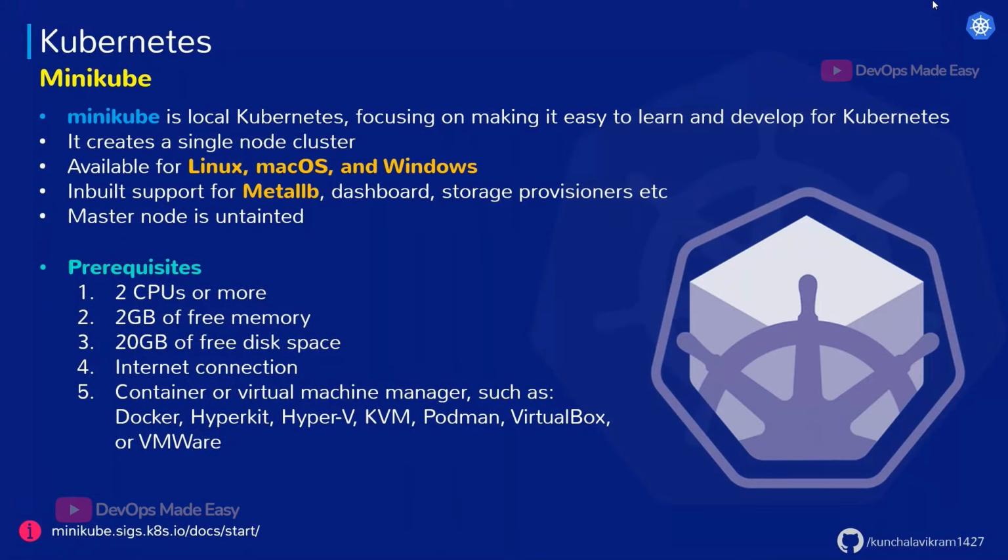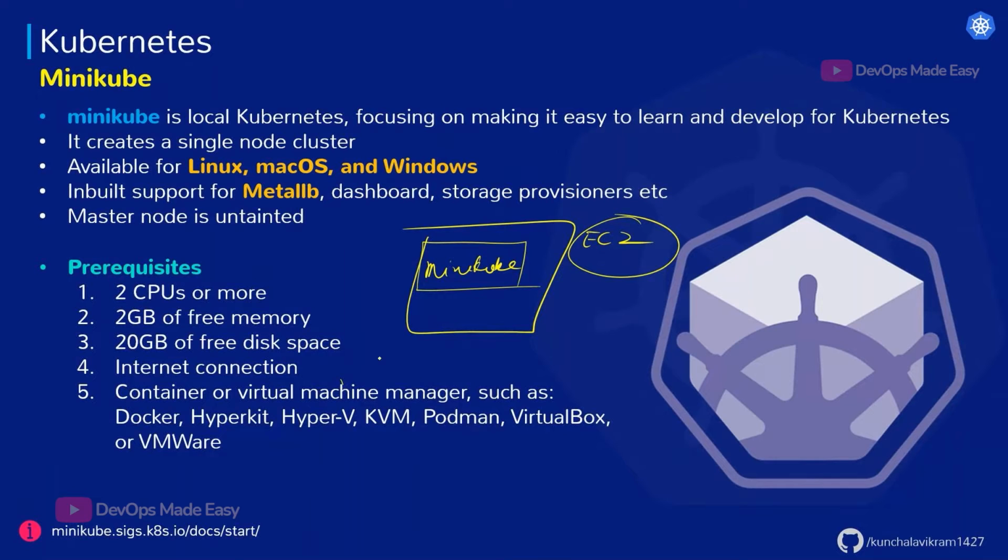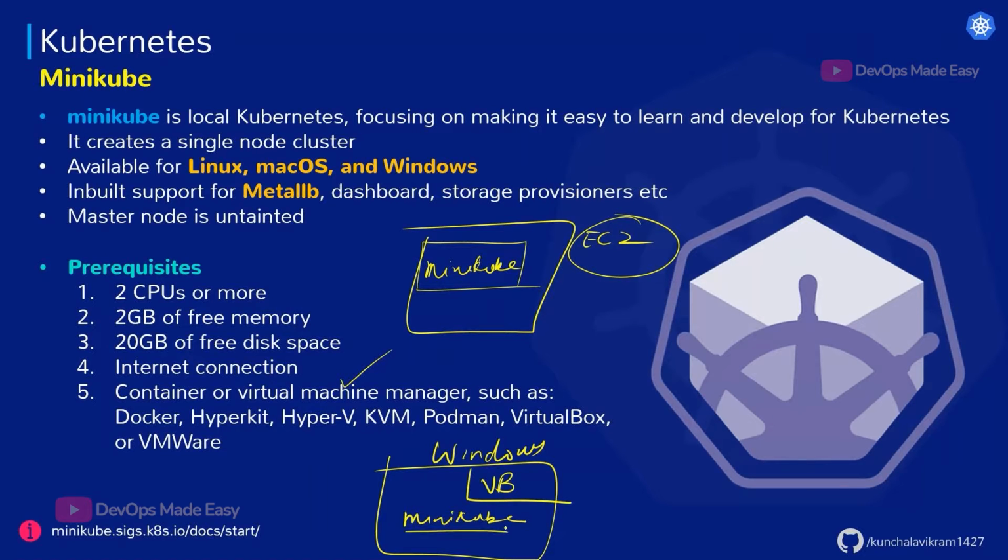In case you are using Minikube on AWS EC2 instances, this virtual machine manager is not needed, because EC2 itself is a virtual machine. So Minikube can run directly without needing any external virtual machine manager. But if you are running on Windows, Minikube cannot directly create that VM, so we will install VirtualBox. Whenever you create a Minikube cluster, it will create a Linux VM, and inside that Minikube will run. Clear, guys?